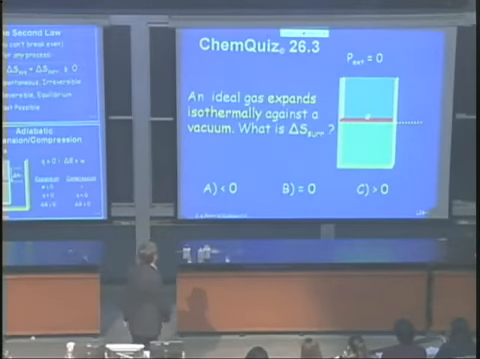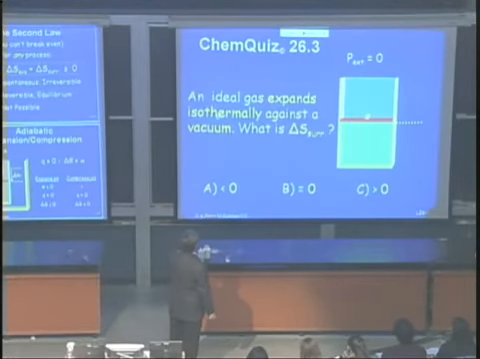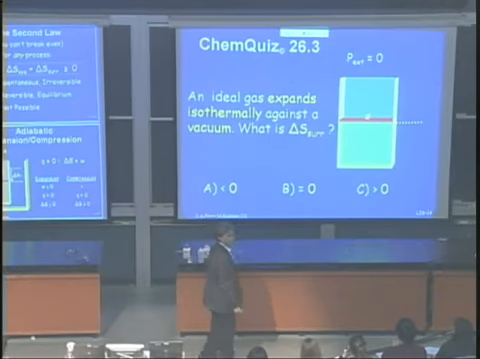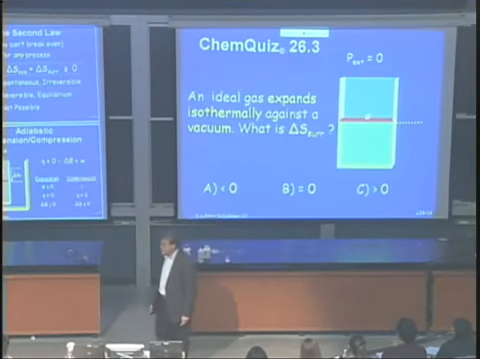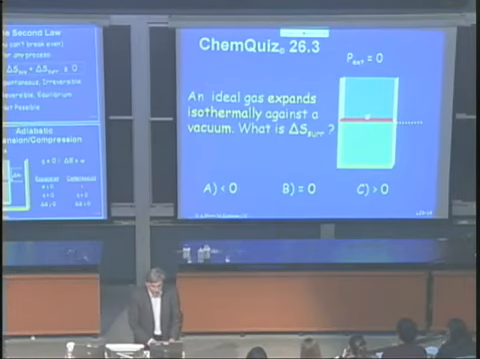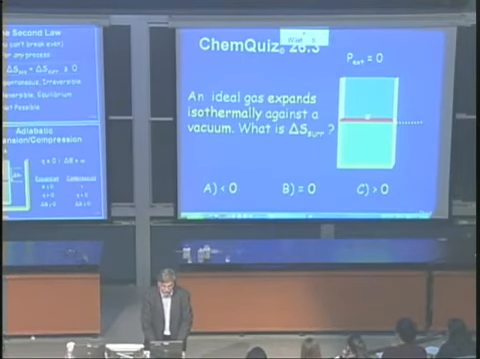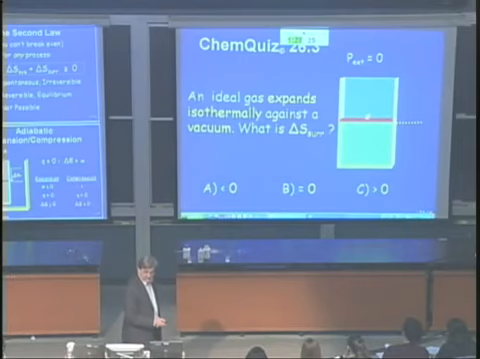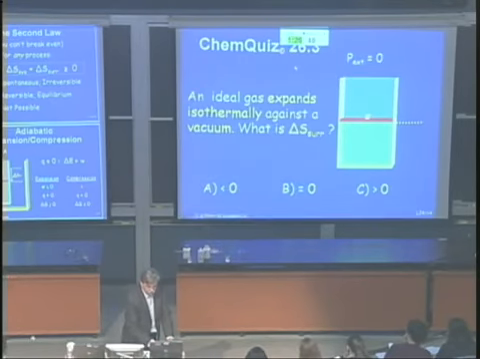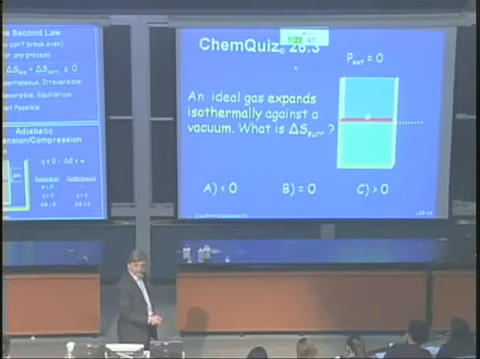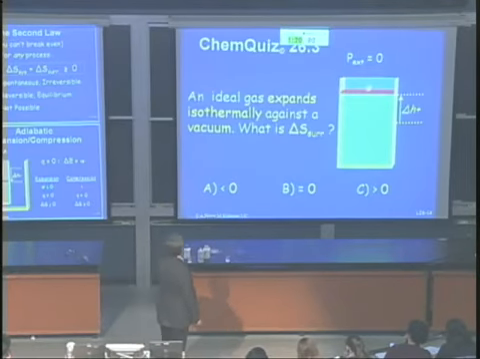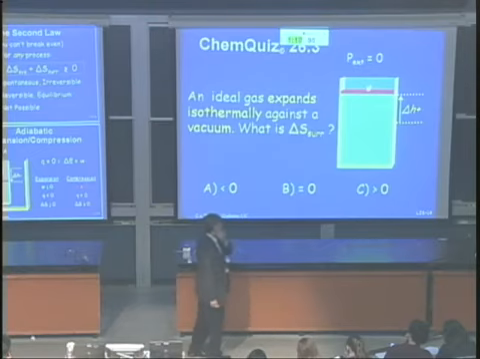Let me ask you a question. We have an ideal gas and it expands isothermally against the vacuum. What is the delta S of the surroundings? I'm not talking about the system, I'm talking about the surroundings. I already alluded to it in my comment before. So why don't you think about this and give me your answer? We expanded isothermally against a vacuum. What is delta S of the surroundings?